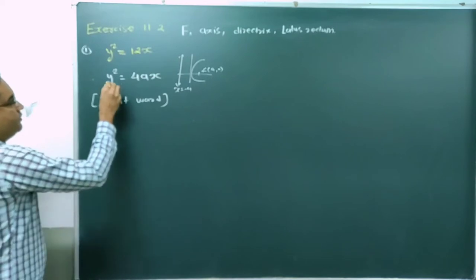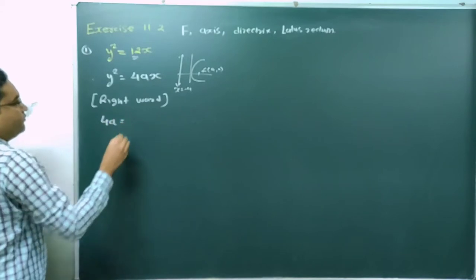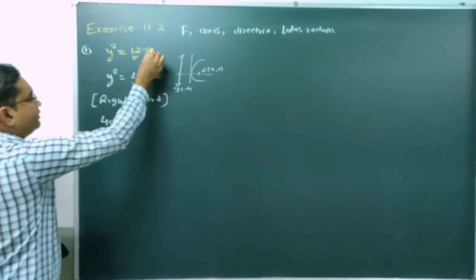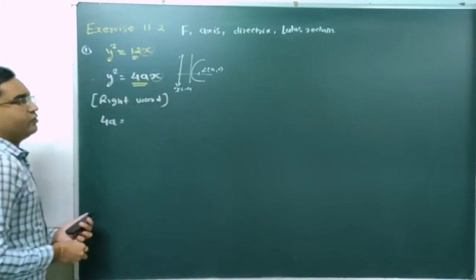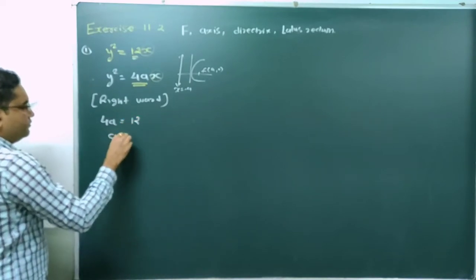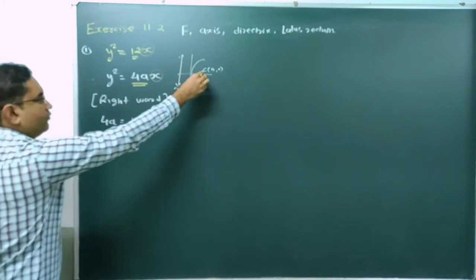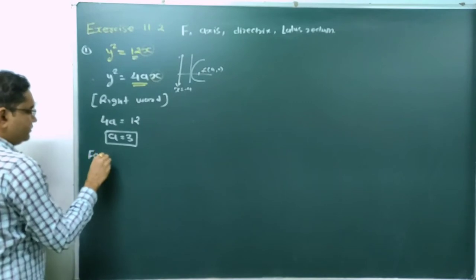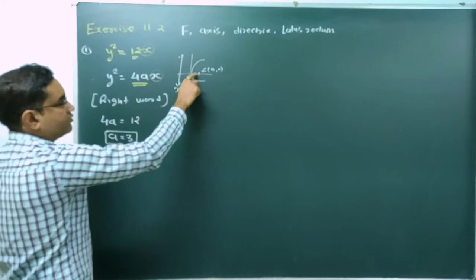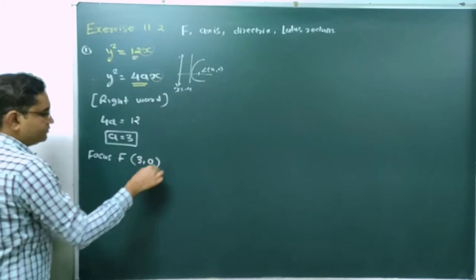So this one is in y square equal to 4ax form. Compare both the equations. Value of 4a is equal to 12, the coefficient of x. 4a equal to 12, so a equal to 3. So the value of a is 3. Now the coordinates of focus. It's a rightward parabola, so focus lies on the positive x-axis. So coordinates of focus are (3, 0).